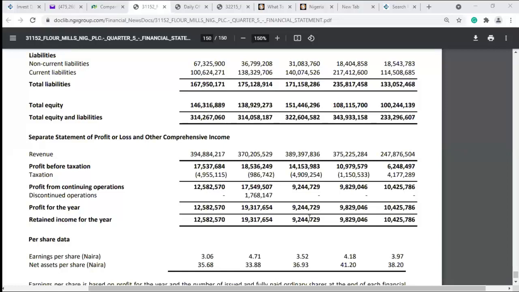Hello, Ambrose. I noticed Jaiz Bank has been trending around 60 kobo and below in the last few weeks, around 63, 58 kobo. That is where it's trending. I agree with you.